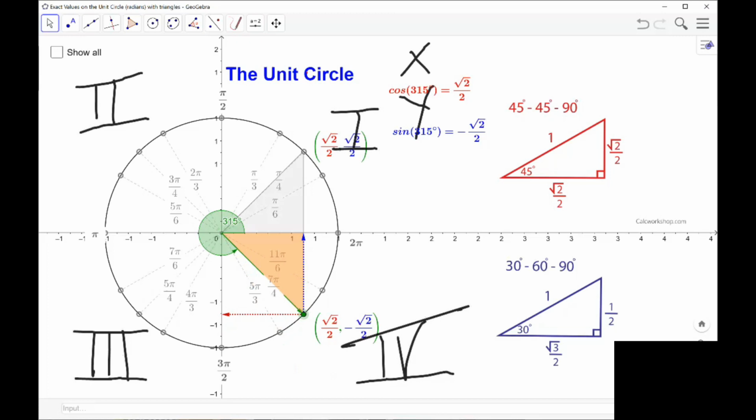315 corresponds to 45. The difference would be x is positive, y is negative. So cosine of 315 would be √2/2, and sine of 315 would be negative √2/2.